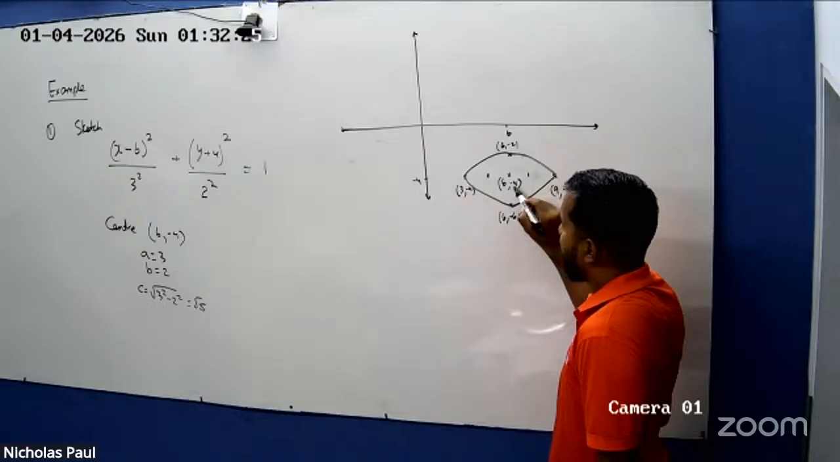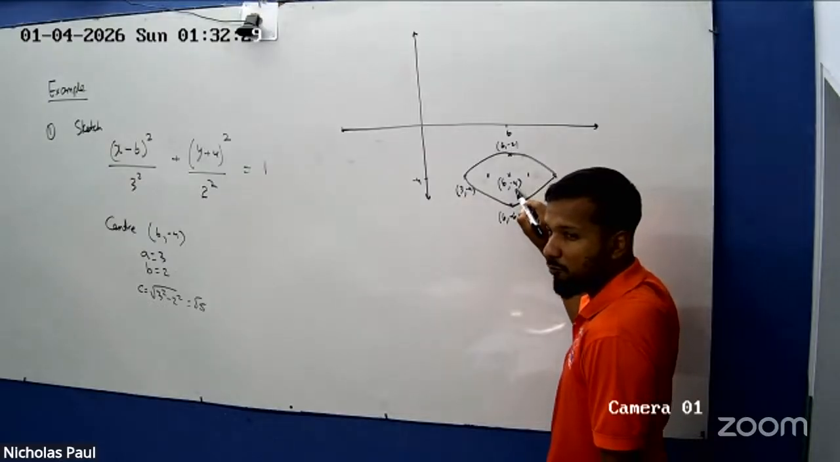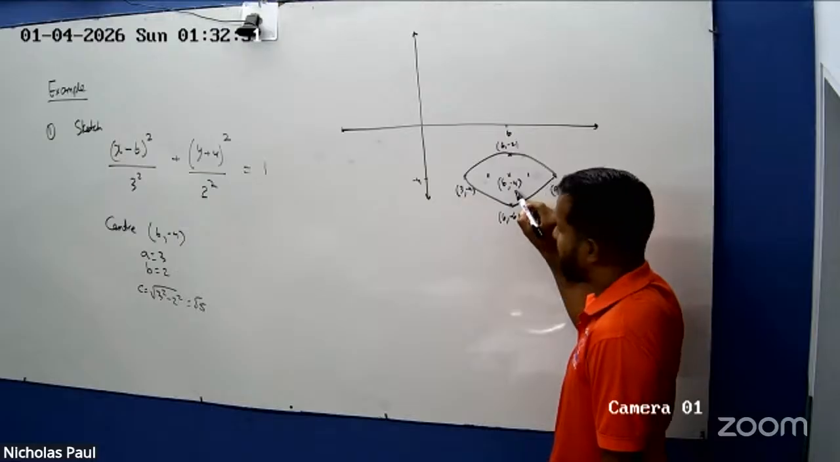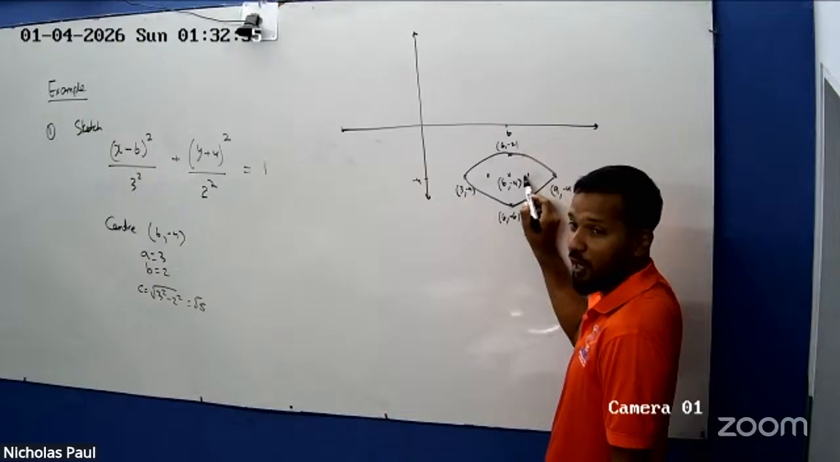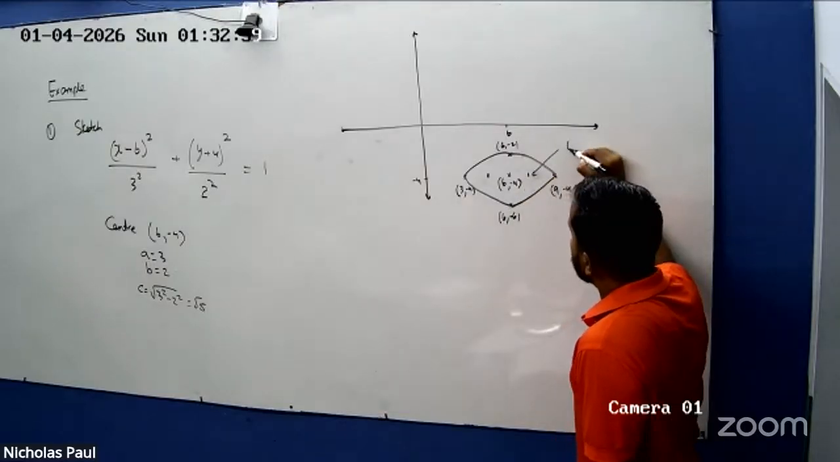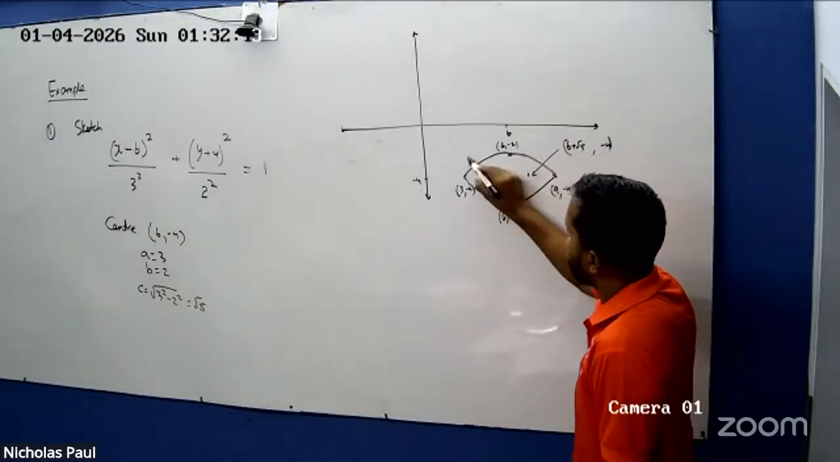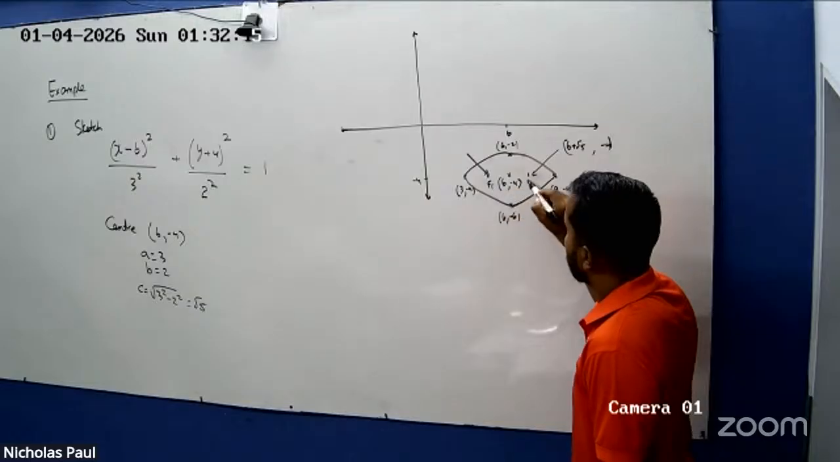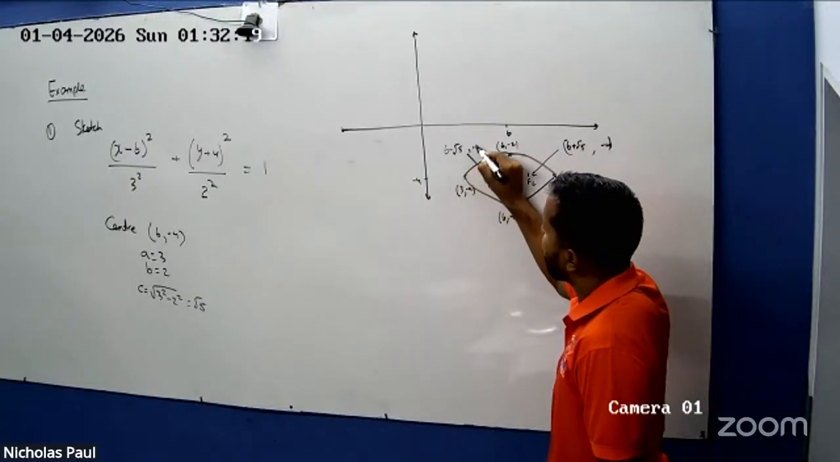That'll be minus 4. You sure that is 6 plus root 5? We're moving horizontally, so it will be 6 plus root 5, minus 4. And here will be 6 minus root 5, minus 4.